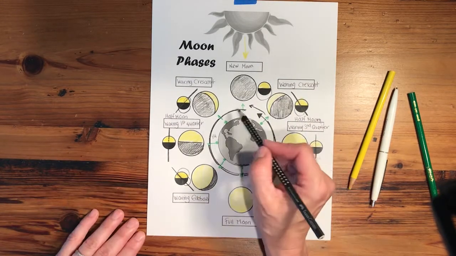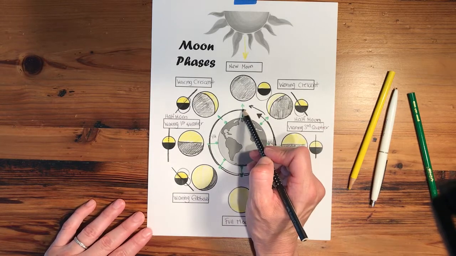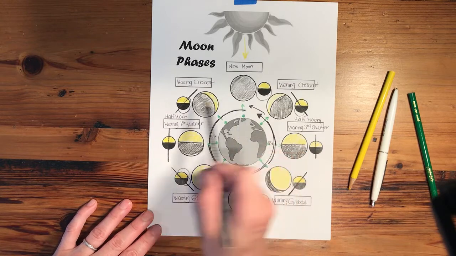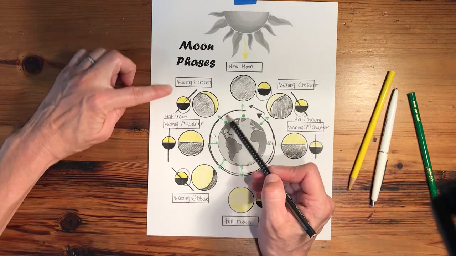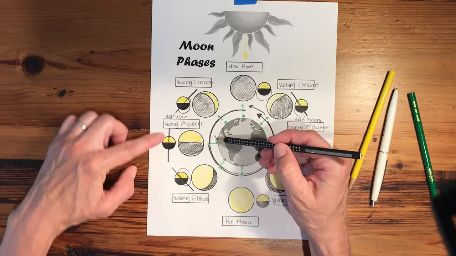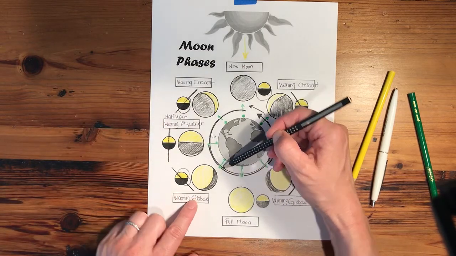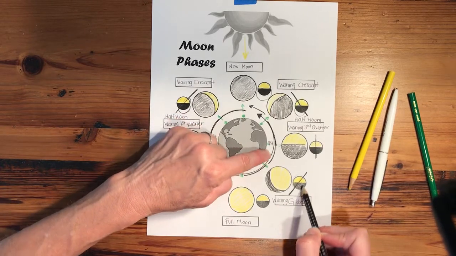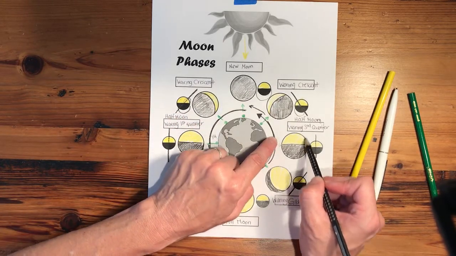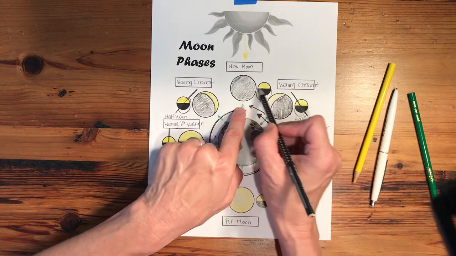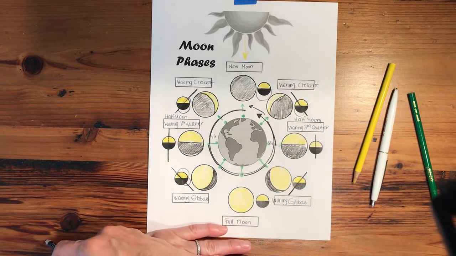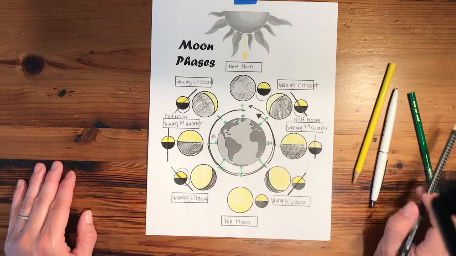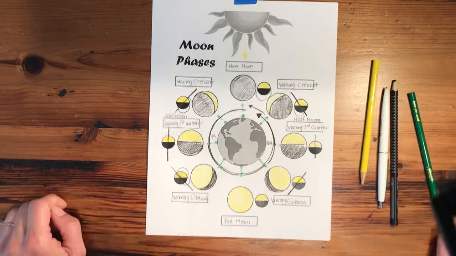Okay, so because the moon is revolving in a counterclockwise fashion, we are going from a waxing crescent to a waxing first quarter to a waxing gibbous to a full moon to a waning gibbous to a waning third quarter to a waning crescent and back to the new moon to start the whole process again. Remember, this process will take about a month, just slightly under. Okay.